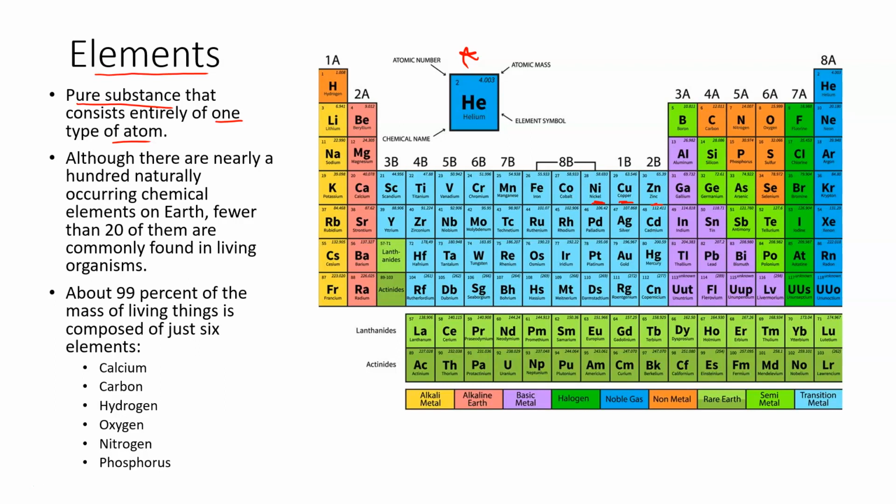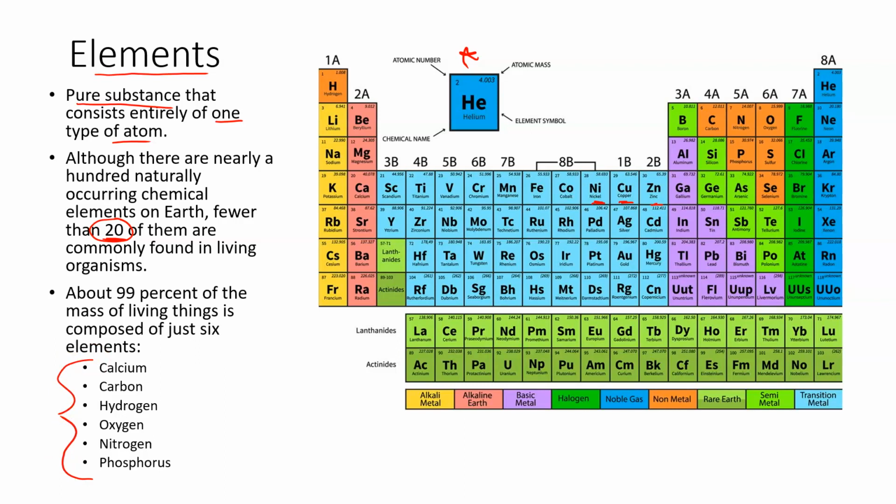Okay, so there are hundreds of naturally occurring chemical elements on Earth, but fewer than 20 of them are actually commonly found in living organisms. So when we talk about humans, when we talk about biology, we're talking about life, we're most of the time focusing on this group, because those are the elements commonly found in living organisms. And within the 20 of them, about 99% of the mass of living things, like you, or a plant, or a jellyfish, or a starfish, or your cat or dog, is made up of just these 6 elements. Okay?